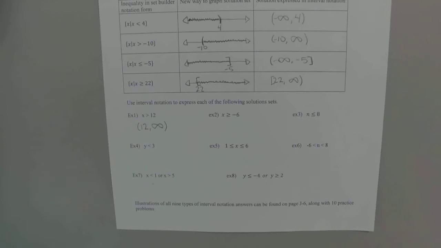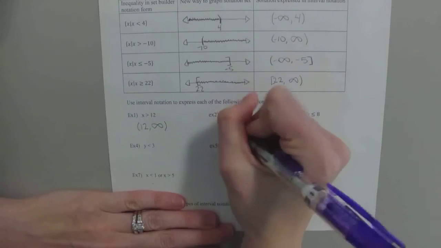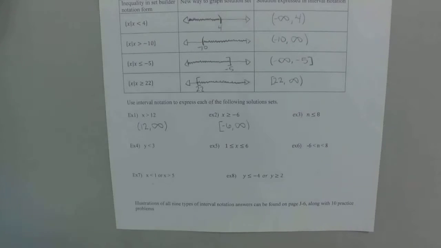All right, example 2 is basically identical to that, but it's x is greater than or equal to -6. So greater than or equal to -6 means the lowest we can go is what? -6, but we're going to include it, so what do we need? A bracket, and then we'll go up to infinity.